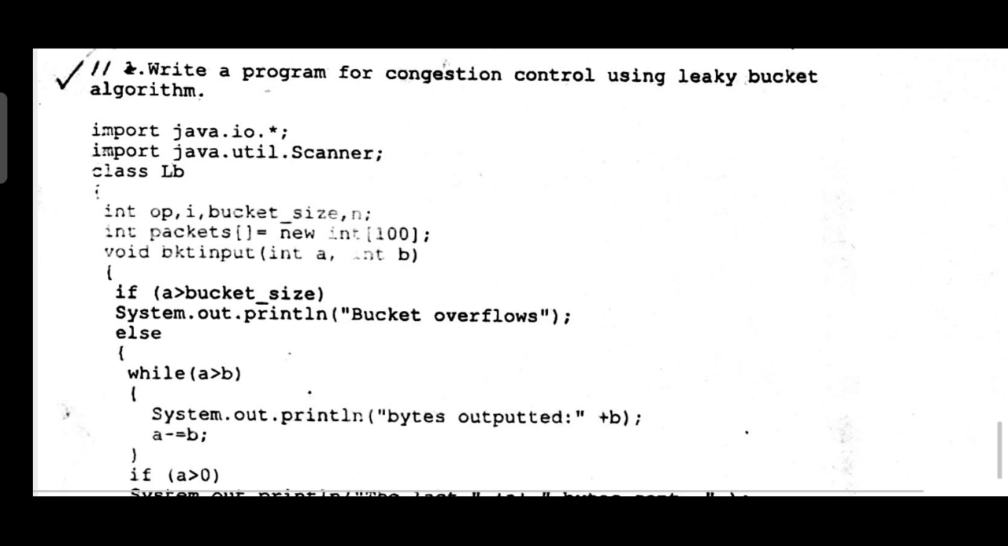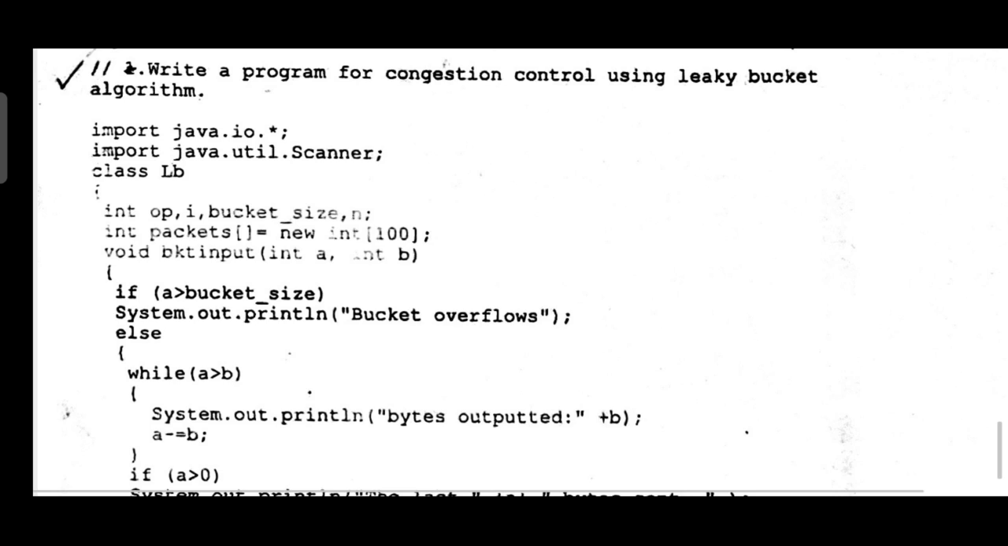To check the output, you have to execute the bytecode. So java followed by a space followed by the file name. You should not use any kind of extension. These are the steps you have already studied in the previous semester. Just recall, right?